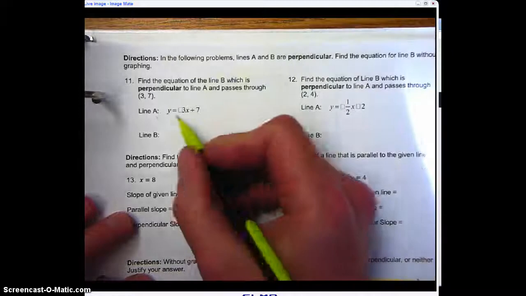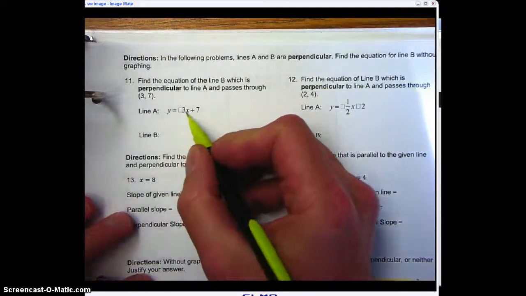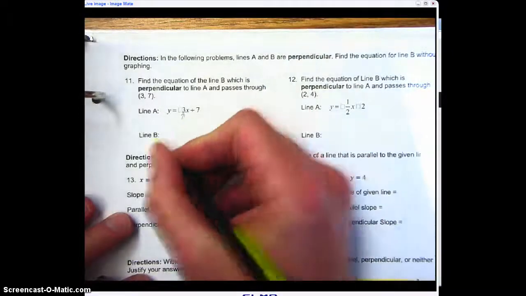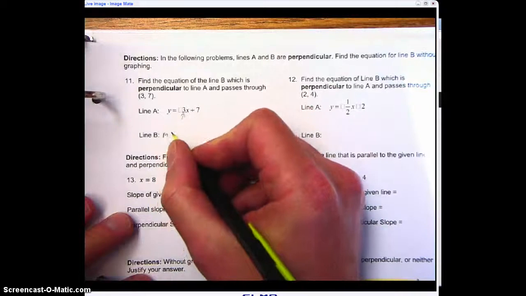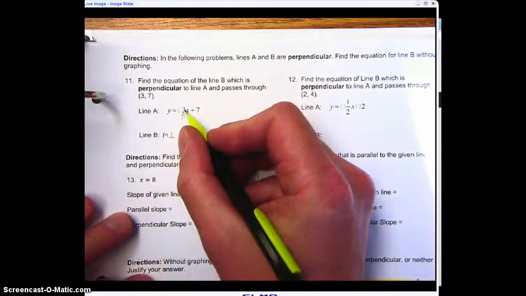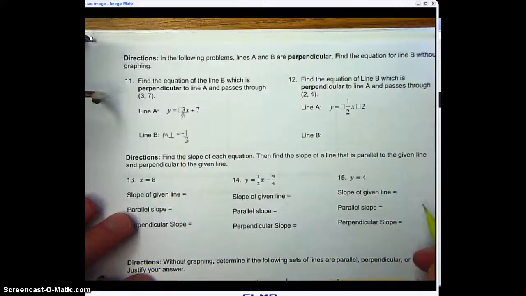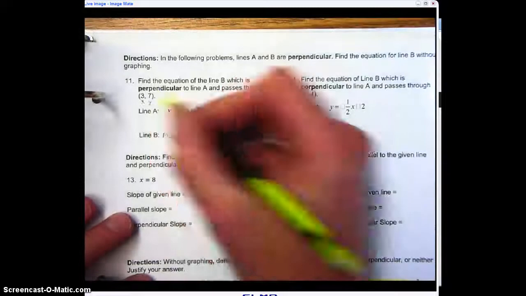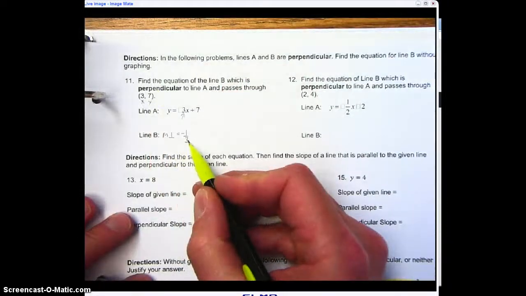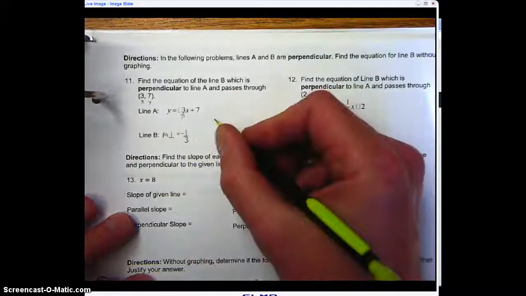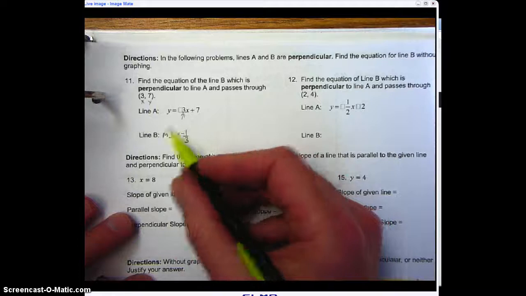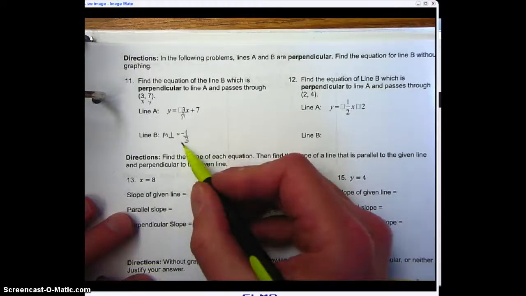Line A has the equation y equals 3x plus 7, so there's our slope. Line B has a perpendicular slope. If this has a slope of 3, perpendicular means it has the opposite reciprocal, so it's -1/3. The cool part is you've done this a million times already. This is x, this is y, this is m. Guess what you're going to find? b. So all you do is plug in x, y, and the new perpendicular slope to find b.